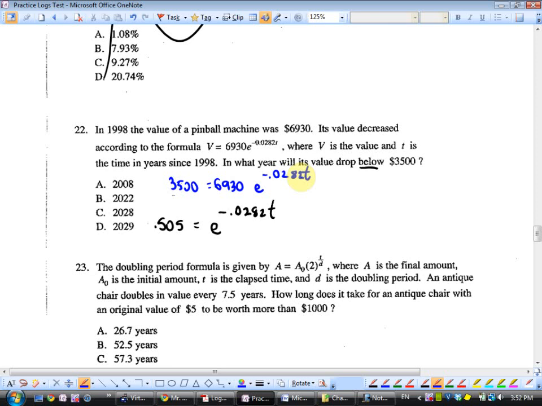Except I'm not going to take the log of both sides. Because this is base E, what's going to work better? Ln. I'll go ln of 0.505 equals, and I'll move the exponent to the front, negative 0.0282t ln of E. Why is that so nice? Because the ln of E is one.